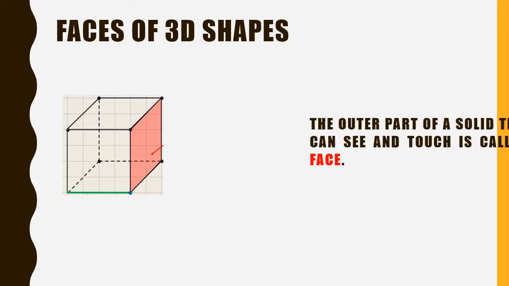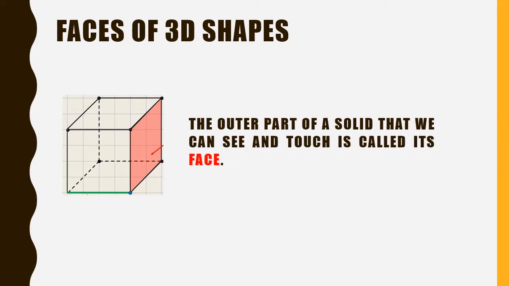The outer part of a solid. It can be different solid shapes like a cube, a cuboid, a cone, or a cylinder. So the outer part of the solid shapes that we can see and touch is called its face. Let's learn about the faces of the different objects.